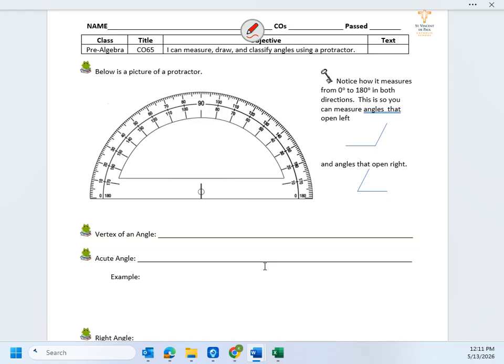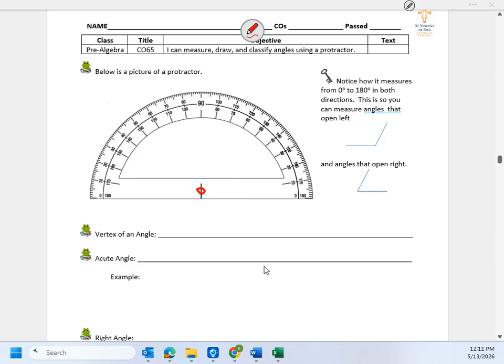Okay. So this is a picture of a protractor, like the one that we have from the classroom. You can see there's that hole in the middle here. Okay. We're going to be using that. If you have one from home, sometimes protractors don't have that hole in there. So I just know that I'm going to be teaching us using this specific protractor.